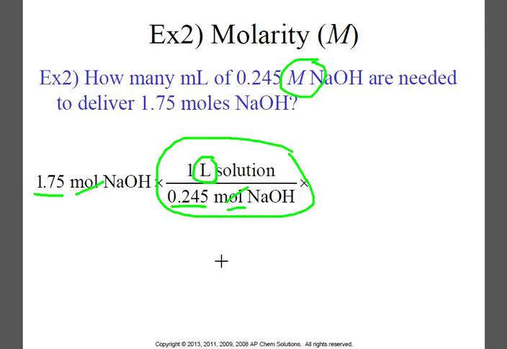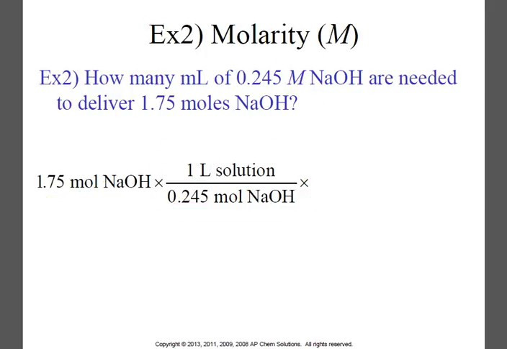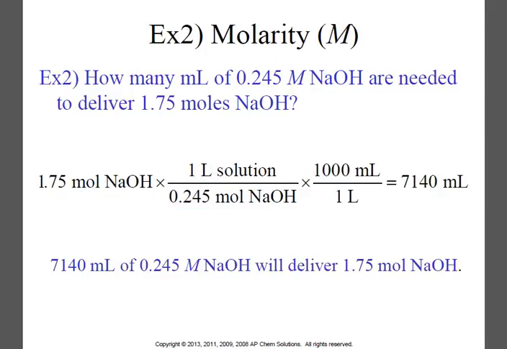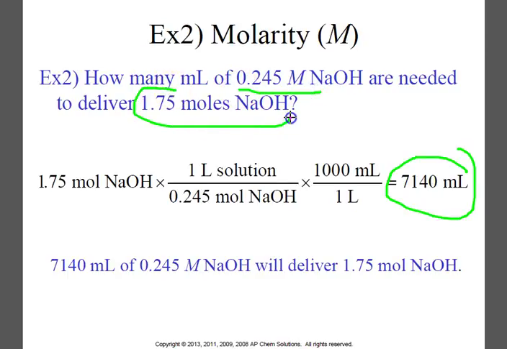So it depends on which way you want to think about it. You can think about it in the equation, molarity equals moles over liters, or you can think of it as dimensional analysis. Then in their second step, they're going to change it to milliliters. So the answer, either way you solve, should be 7,140 milliliters. That's how much you're going to need of this solution if you want 1.75 moles of sodium hydroxide.